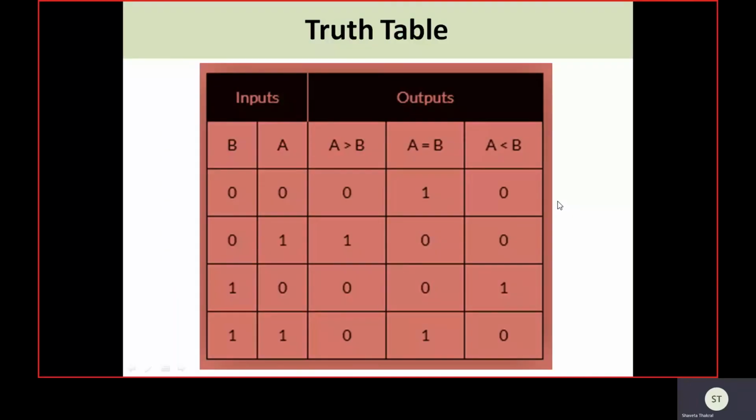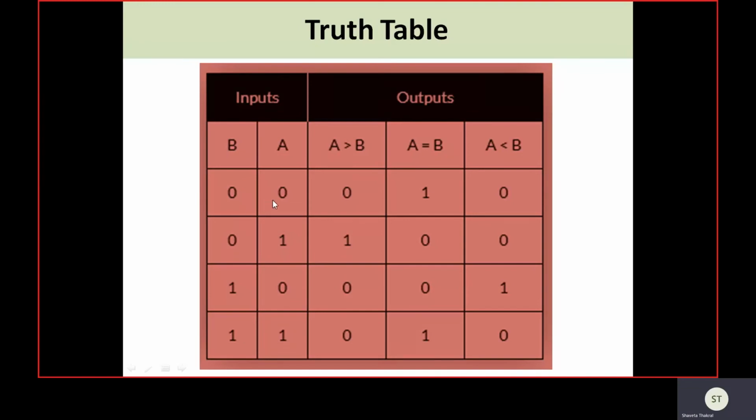This is the truth table of a 1-bit comparator where we are taking the two numbers B and A, and both numbers are 1 bit each. So B can be 0 or 1, and A can be 0 or 1. With the two bits we can have four possibilities: either both are 0 0, or B is 0 and A is 1, or B is 1 and A is 0, or B and A both are 1.